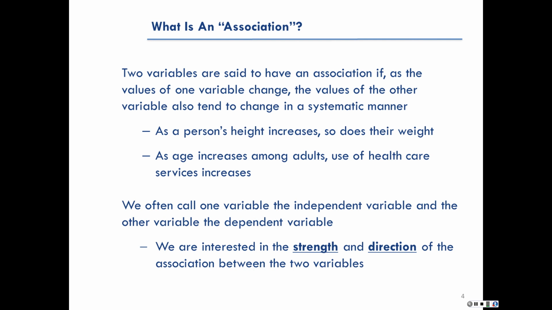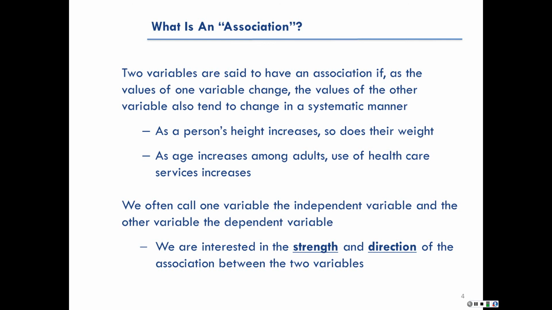Let's start out discussing correlation and association between continuous variables. Just to start out generally, we have the question, what is an association? Two variables can be said to have an association if, as the values of one variable change, the values of the other one also change in a systematic manner. So for instance, in general, as a person's height increases, so does their weight. In general, as age increases among adults, so does their use of healthcare services.